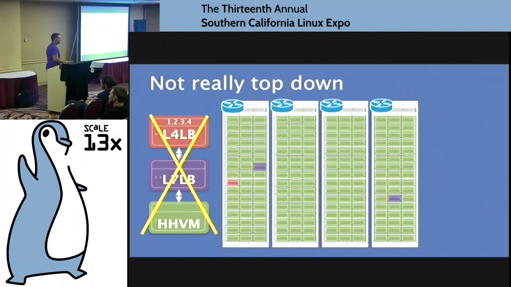Cool. Any questions so far? Yeah. What are the load balancing algorithms that you use from the ProxyGens to the HHVM boxes? Is that also IP hashing, or do you do round robin?